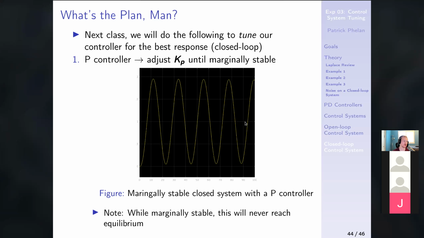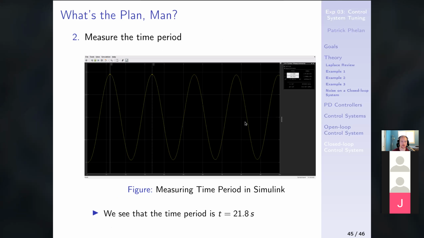All right, so we're going to reach this marginally stable spot here. My fans stopped now, it's great. Once we do that, we're going to measure the time period here. So we're going to look peak to peak, and that's going to give us our time period.